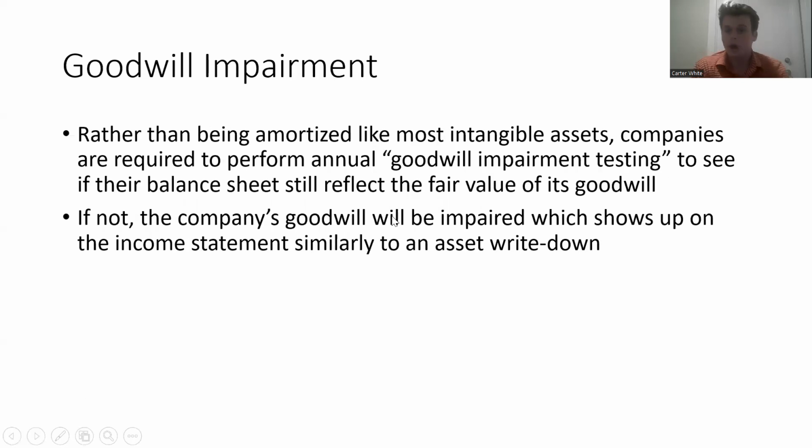So, goodwill impairment. Oftentimes acquisitions won't go as well as the companies initially thought they would. Goodwill is the asset. It's an intangible asset. And rather than it being amortized like most intangible assets, companies don't do that. They're required to perform annual goodwill impairment testing to see if their balance sheets still reflect the fair value of its goodwill. This is kind of complicated and really more of an art than a science.